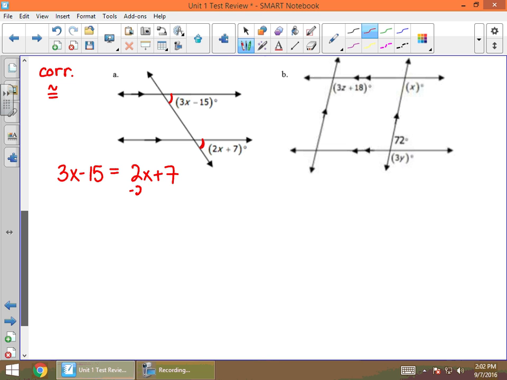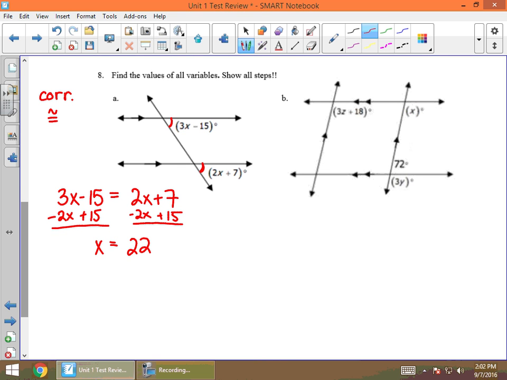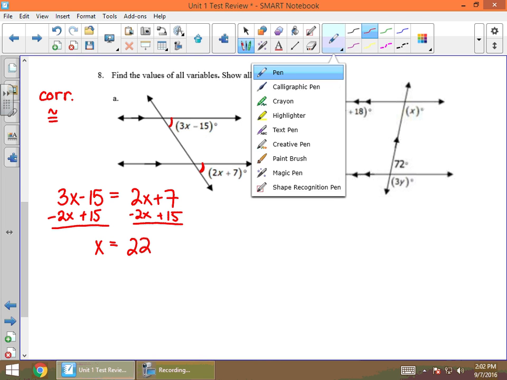I'll subtract 2x on both sides. And I'm actually going to add 15 as well to both sides. I'm just going to do 2 steps at once. It's okay. If you need to do them in 2 steps, do them in 2 steps. 3x minus 2x is x. And then negative 15 and 15 is 0. So the left side is just x. The right side, 2x minus 2x is nothing. And 15 and 7 is 22. So x is 22. Let's see, is that what they want me to find? Find the variables. Yes, so the value of the variable. We've got it.